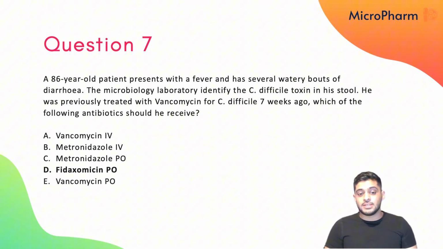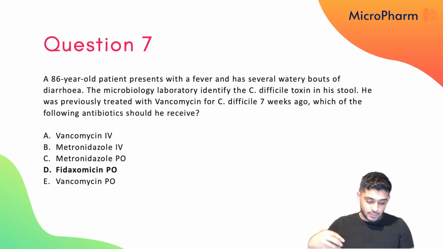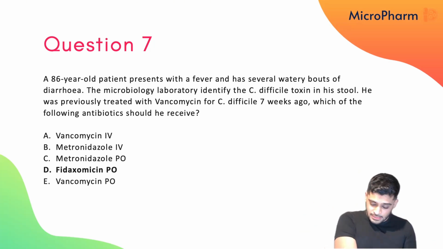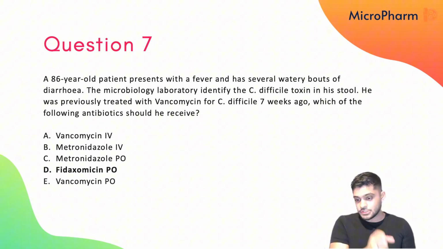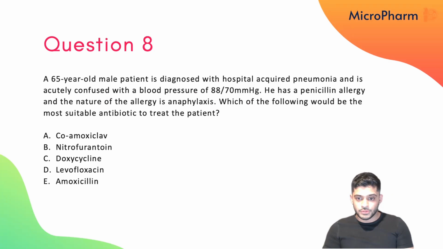Something that's very important is vancomycin IV is not recommended at all. And that's because it's such a large molecule, it will not make its way into the gut if you give it IV. So you give it IV, it can't make its way from the blood into the gut because it's too large as a molecule. So that's why IV is not recommended for the treatment of C. diff. So the correct answer here is fidaxomicin, which is D. Let's move on to the next question.